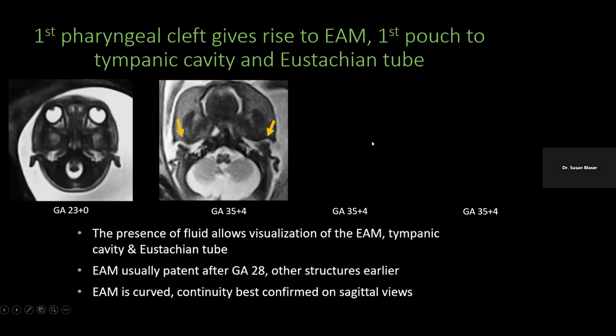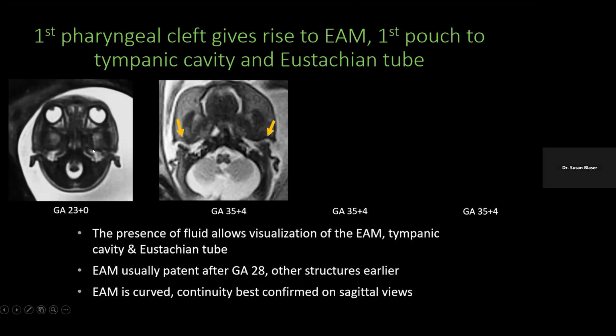So the first pharyngeal cleft is going to give rise to that EAM, and the first pouch to the tympanic cavity and the eustachian tube. And again, these are present on everyone, so you should be able to see the external auditory meatus, probably at 24, 25 weeks. Here it's not fluid filled. It's difficult to see at 23 weeks, but you can see the indentation here. You can see the pinna as they should be. They're symmetrical. The ocular structures are symmetrical with the lenses, so you know this is a good orthogonal view.